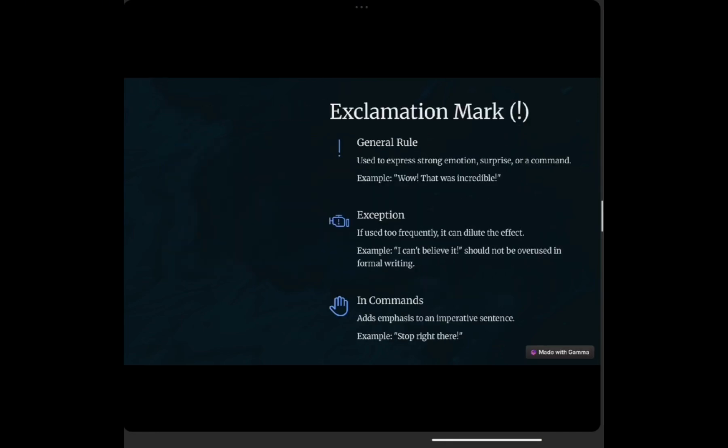Next is the exclamation mark. We use exclamation marks to show strong emotion, excitement, or urgency. For example, "Wow, that was incredible!" Here it shows the element of surprise or another strong emotion. But we should not use it too frequently as it dilutes the effect. We also use exclamation marks in commands.